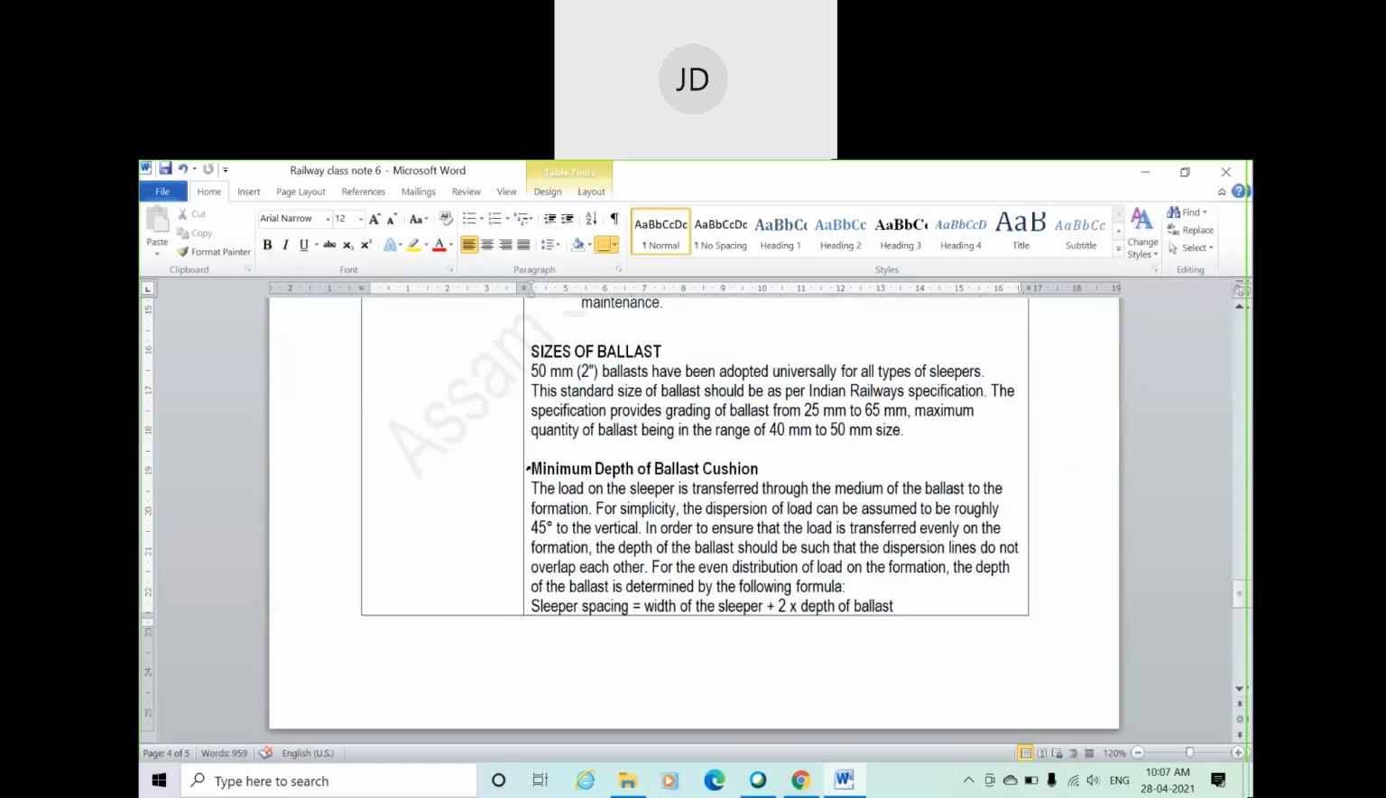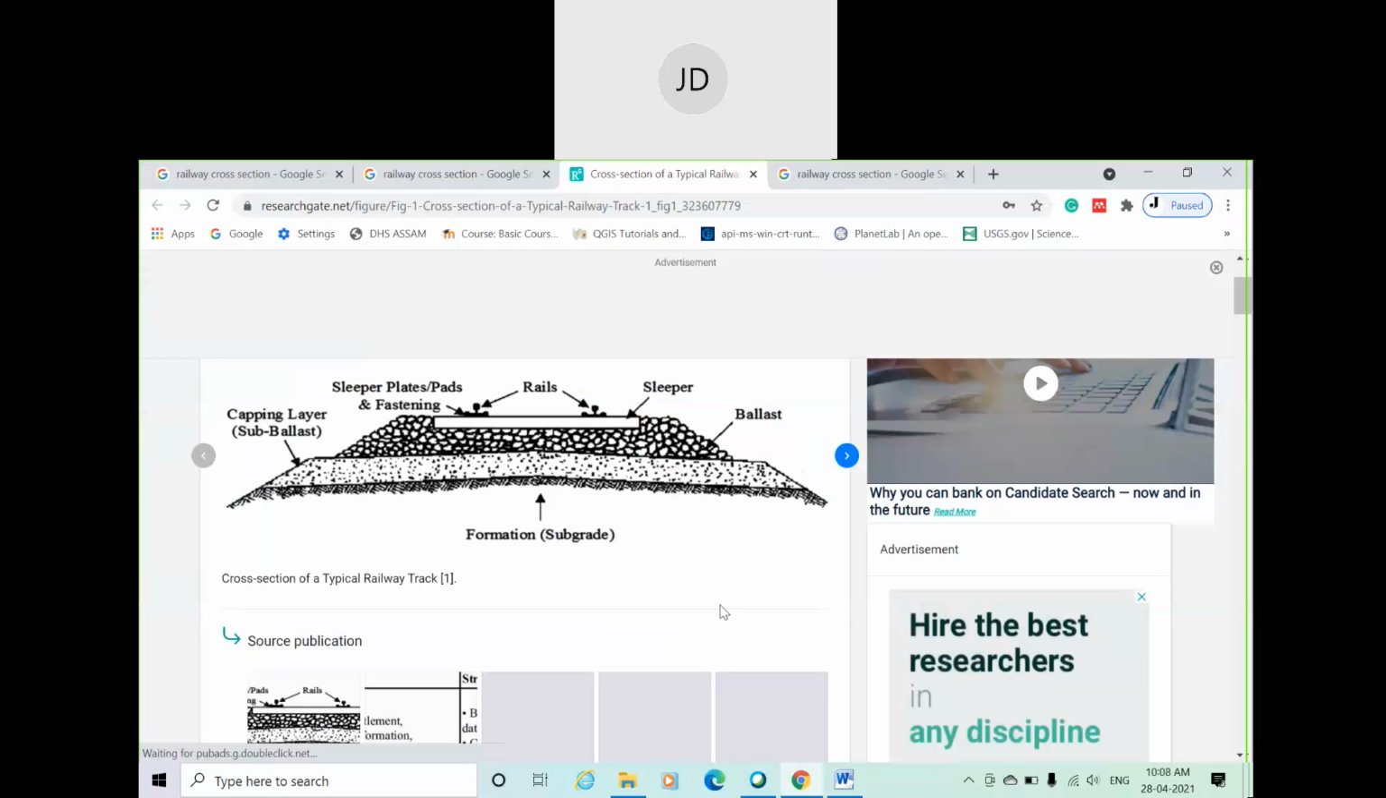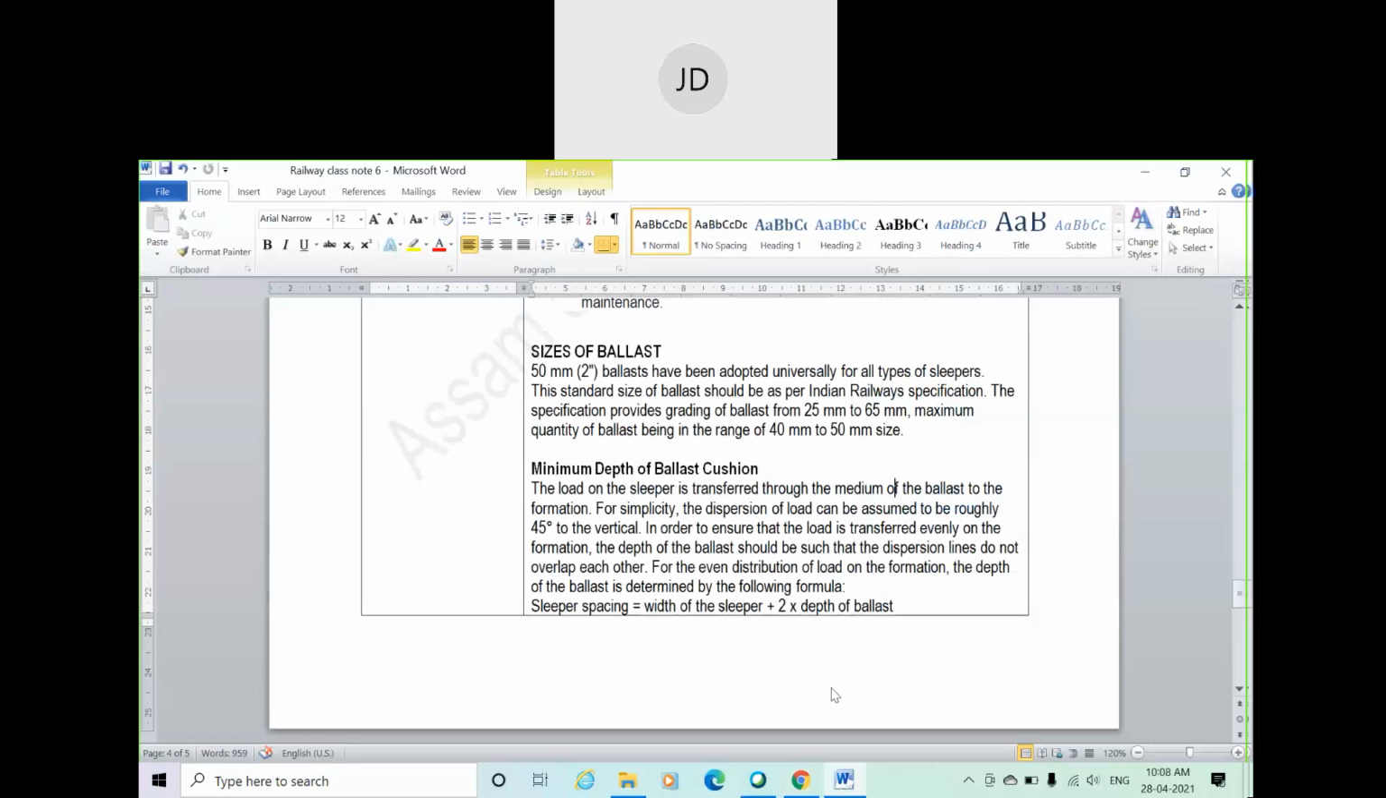Now, let's discuss the minimum depth of ballast cushion. Ballast cushion means this depth. I'm talking about the vertical distance. What is the depth of this ballast? It depends on the loads coming on the ballast. The load on the sleeper is transferred through the medium of ballast to the formation. That means the load is transferred from the sleeper to the formation via ballast. So ballast is an intermediate portion between sleeper and formation.